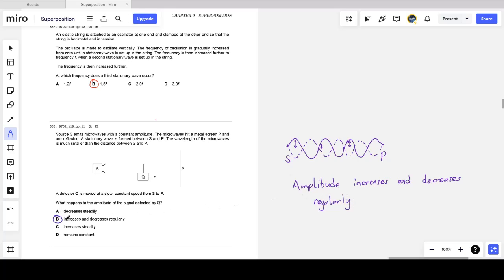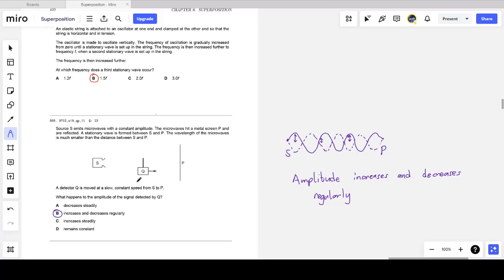And so basically what the detector is picking up are the nodes which have 0 amplitude, and then the antinodes which have maximum amplitude, and then everything in between. But it's a constant change because it's a standing wave. And so that corresponds to option B.